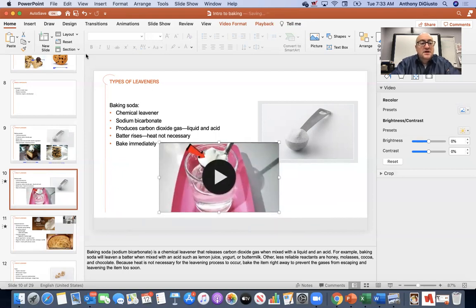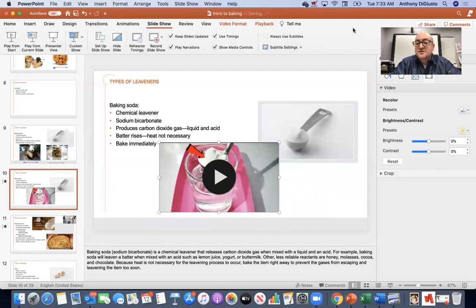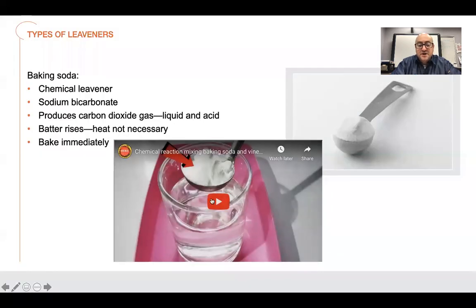Sorry, make it bigger. I need to put this so you guys can actually see it well. My bad. Okay, so this is the baking soda and adding vinegar.